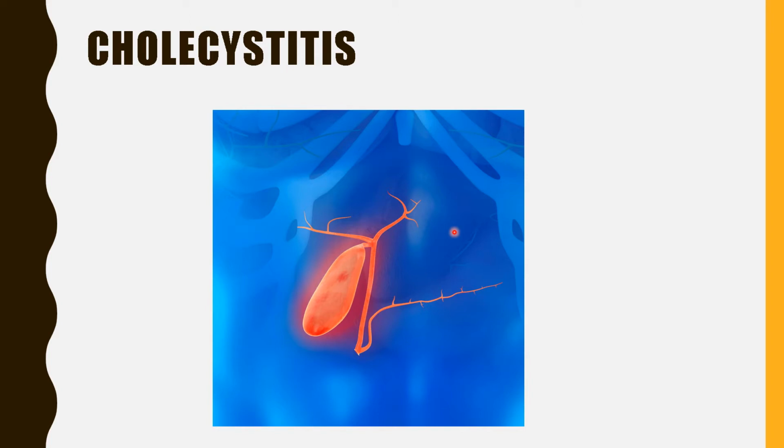Next is cholecystitis. In cholecystitis there is right-sided upper abdominal pain that comes and goes with fever, shivering and jaundice. You can see in this case the gallbladder has shrunken in shape. In this condition, it is accompanied with abdominal pain and the gallbladder is shrunken.